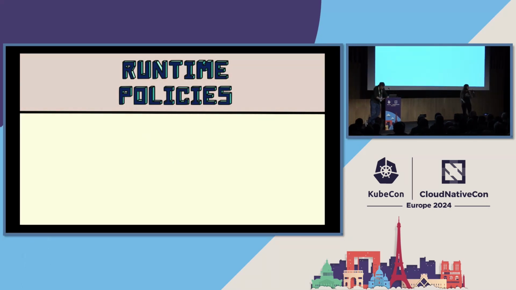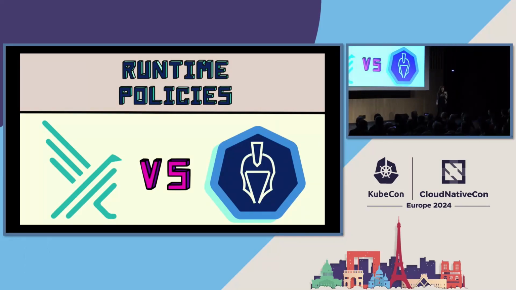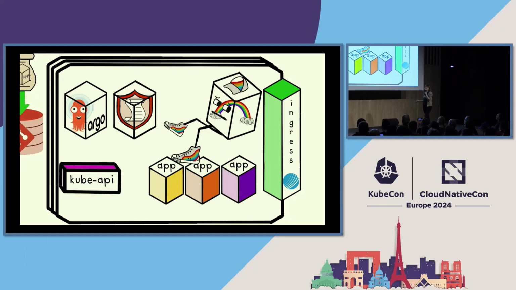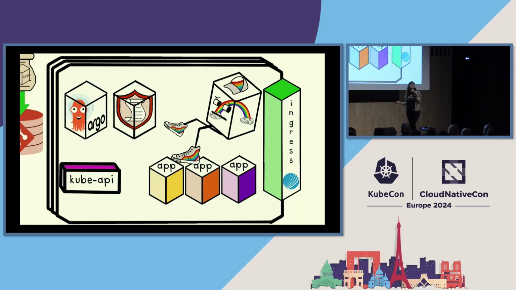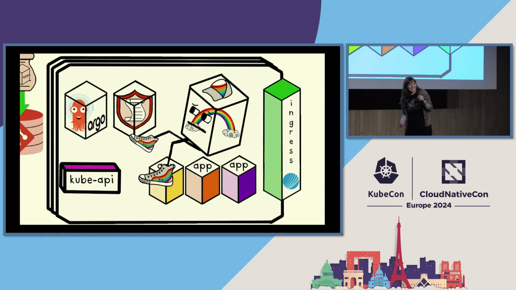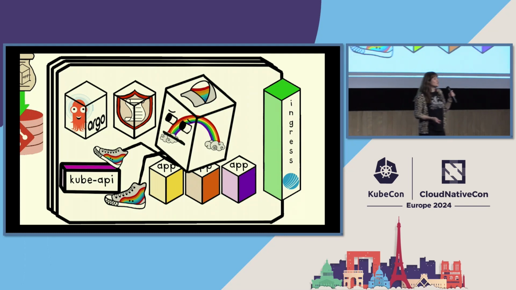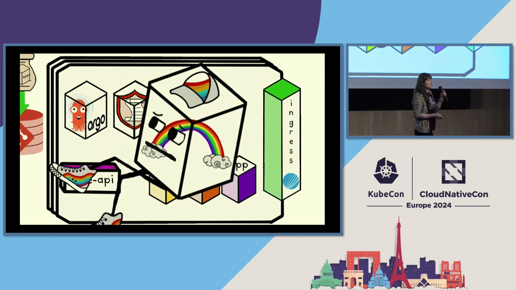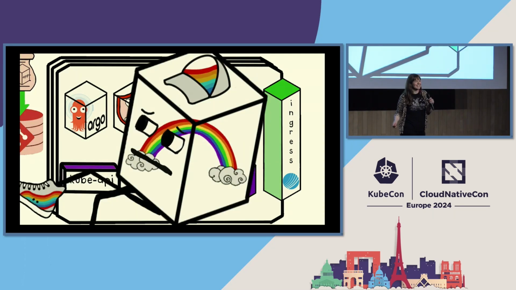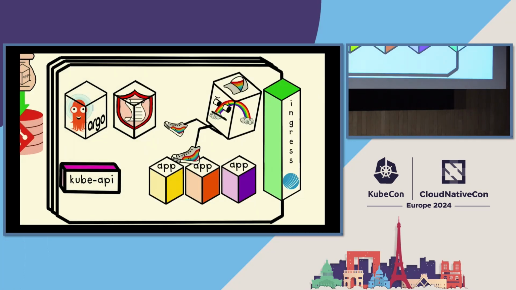Runtime policies is what we're talking about next. We're going to talk about Falco and KubeArmor. But first, what are runtime policies? Do you completely trust everything that's running in your cluster? Do you trust the internal applications? Do you trust third-party tools? Do you trust your dependencies? Do you trust every single process that's running in your whole cluster? How do you know if something suspicious is going on? That's where runtime policy comes in.